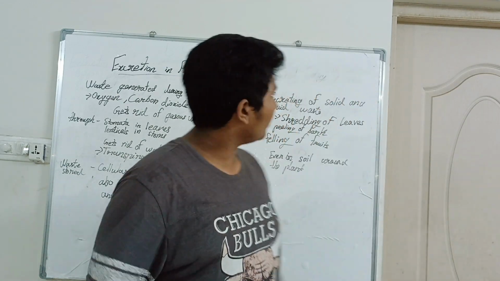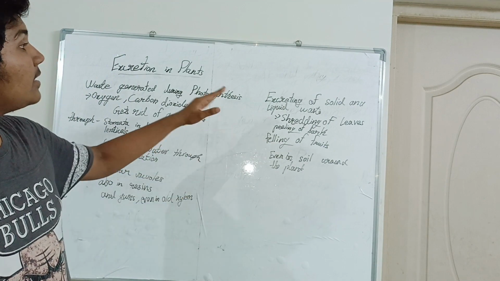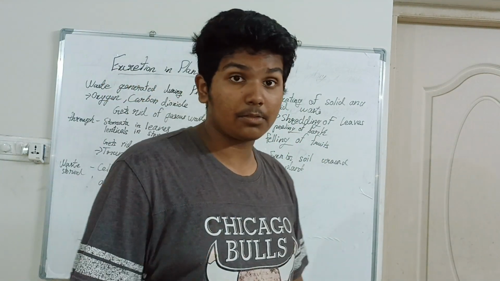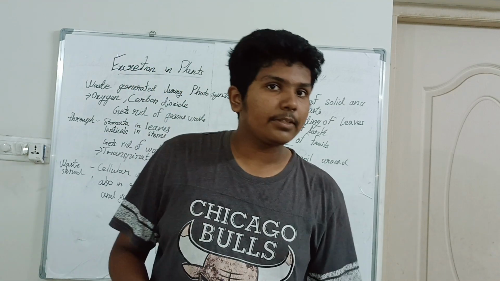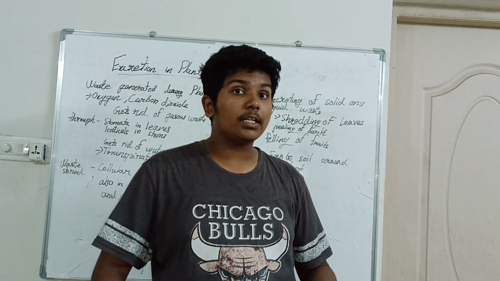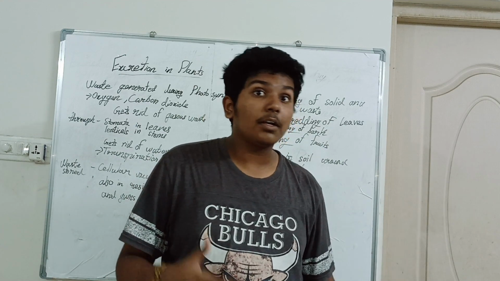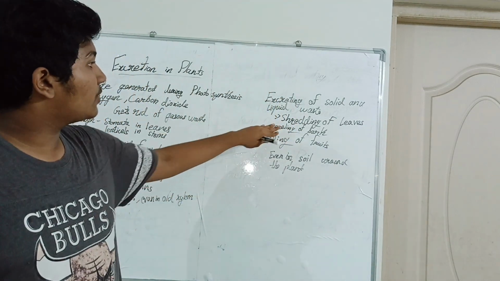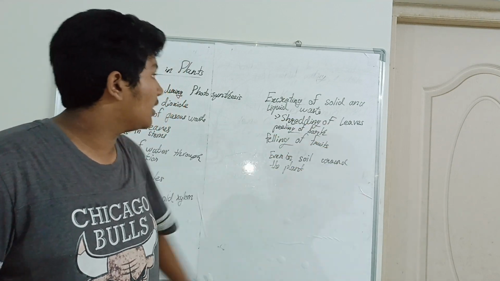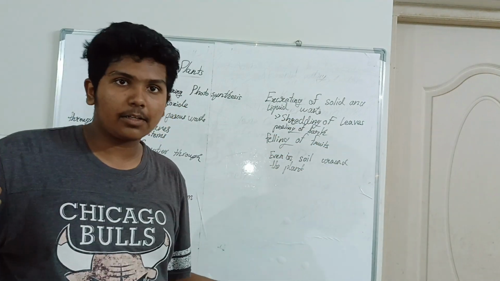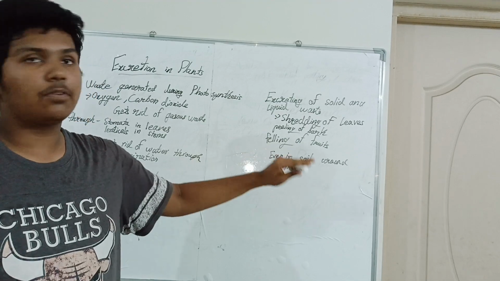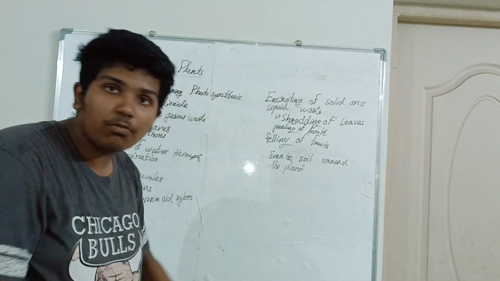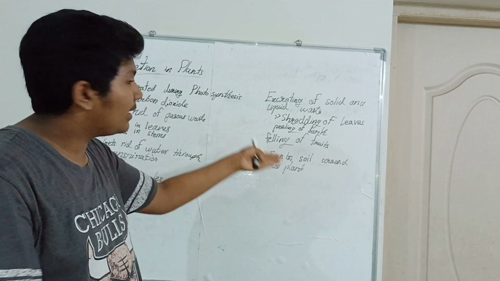Then, how does it excrete the solid and liquid state waste? There'll be questions like how does it excrete the solid and liquid waste, or where does it excrete? Here it is through shedding of leaves, peeling of bark, or falling of fruits, because the fruits will fall, right? At that time also the waste will come in.